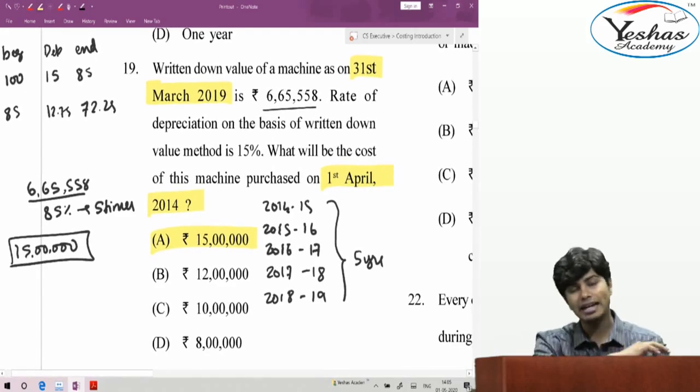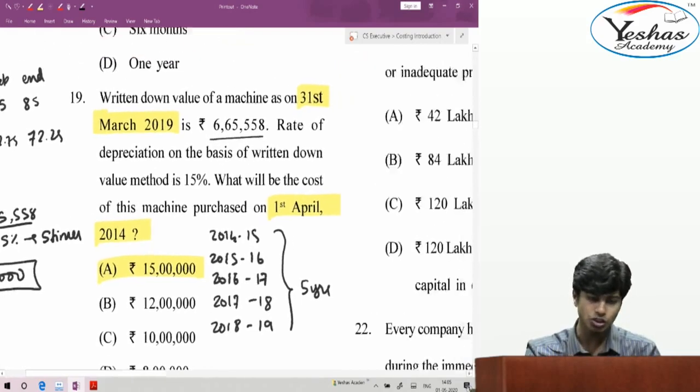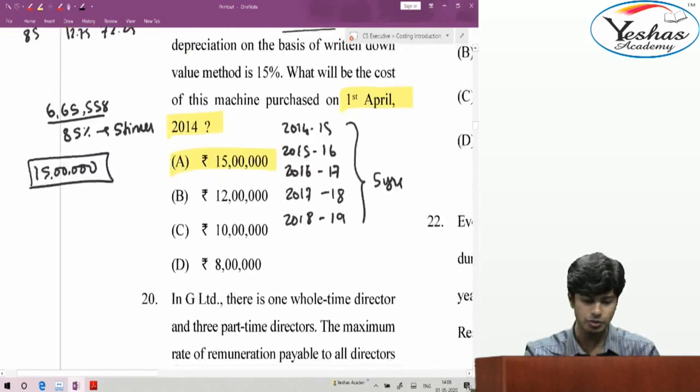So we are going back in time basically to find the original cost of that particular asset. Come on, let us go to question number 20. Or 20 is below only.